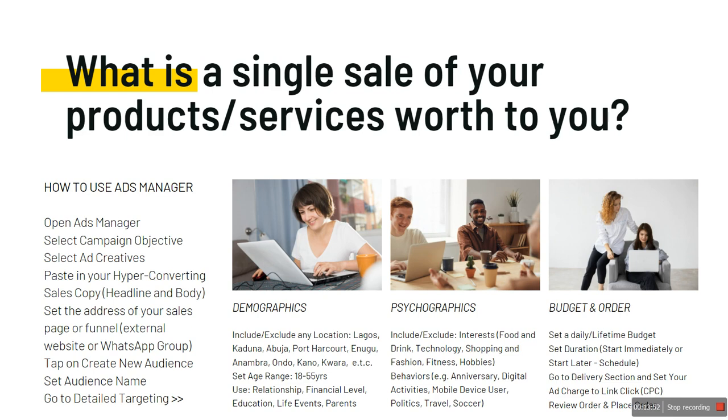Then you can finally go to the delivery section and set your ad charge to link click. You want to be charged only when people click the link. Like I said, guys, Facebook is going to spend your money if you place it before them. Okay, then finally you review the order, save it as draft if you are not yet sure, if you need to pray about it or check it over again. Then just review the order and place order. Let the orders start coming in.